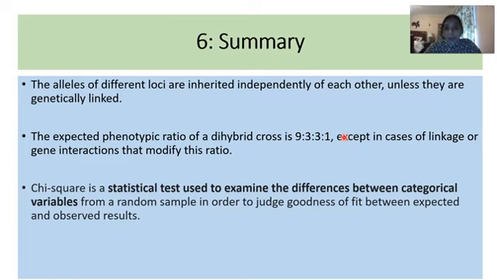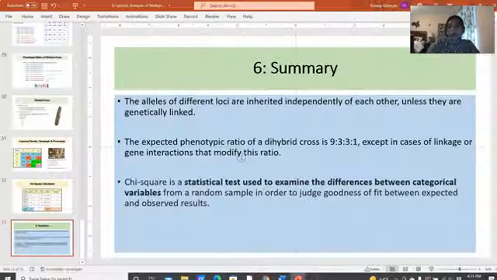Chi-square is a statistical test that we use to examine the differences between these categorical variables from a random sample, and it helps us judge the goodness of fit between expected and observed ratios or results, especially when we are looking at Mendelian genetics. The next lecture is going to be all about mutations and how they happen and what is the result of these mutations before we delve further into linkage and pedigrees. So I hope this was useful.